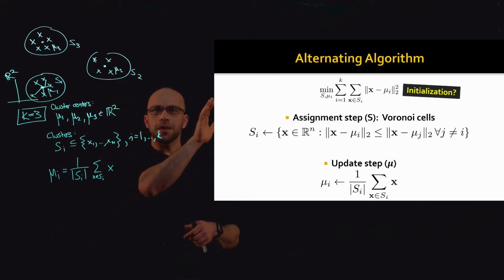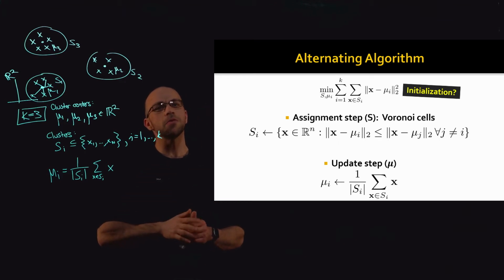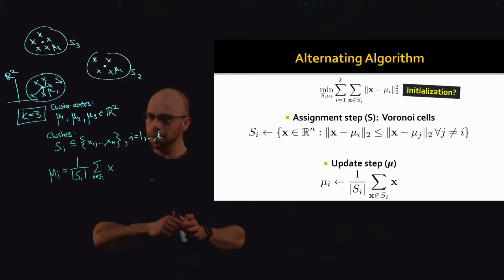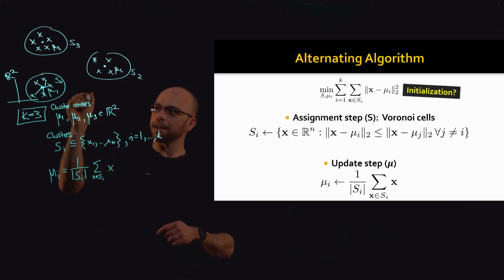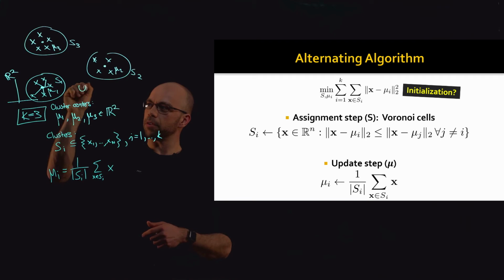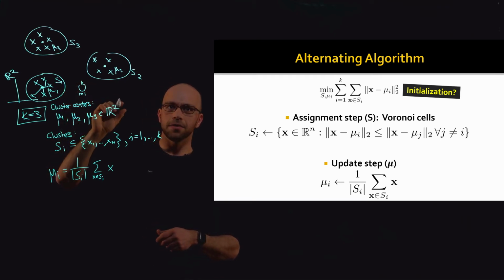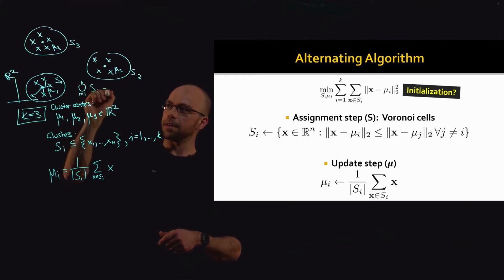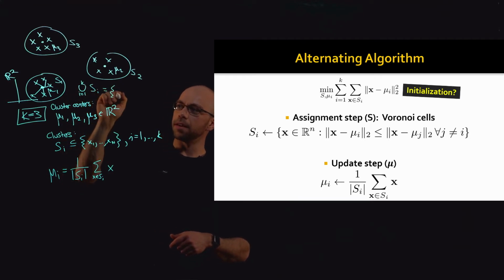Well, if you think about it, if I hold the mu's constant and I optimize for the S's, oh, by the way, I guess I need a constraint here. I didn't actually write it, but whatever. The union from I equals 1 to k of my sets S sub I is equal to the whole data set, like that.